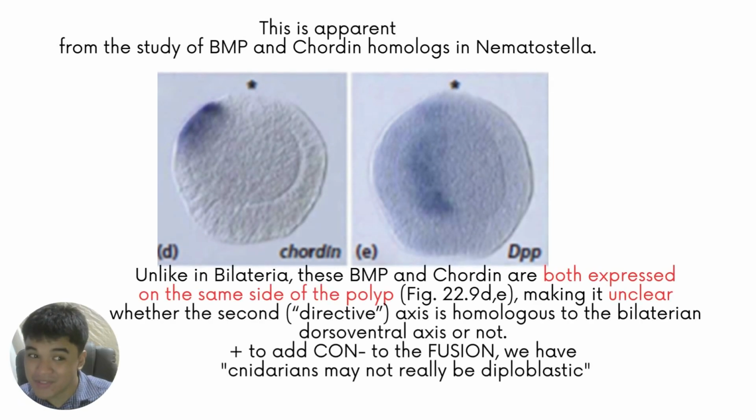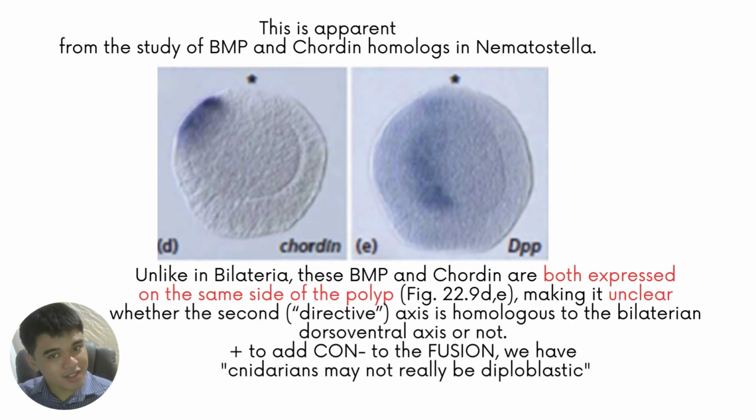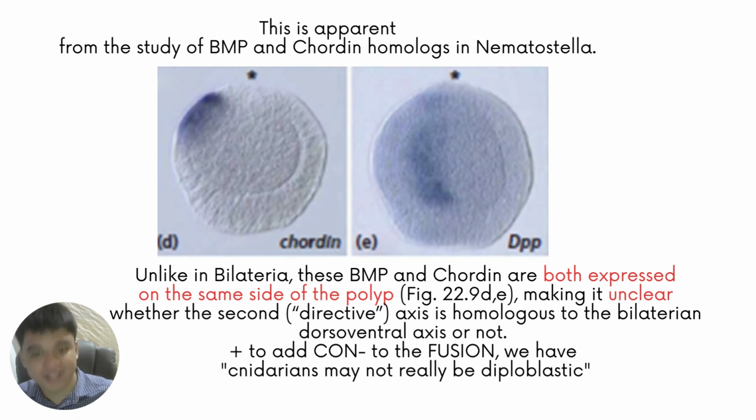And you want it to be even more confusing. Look, there's a study of BMP and chordin homologs in Nematostella. The problem here is that BMP and chordin are both expressed on the same side of the polyp. Look to the right. Yes, it's on the same side being expressed, making it unclear whether it's actually directive to the axis or it's just whatever it wants it to be.